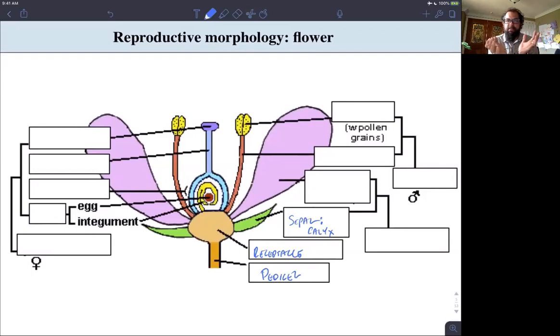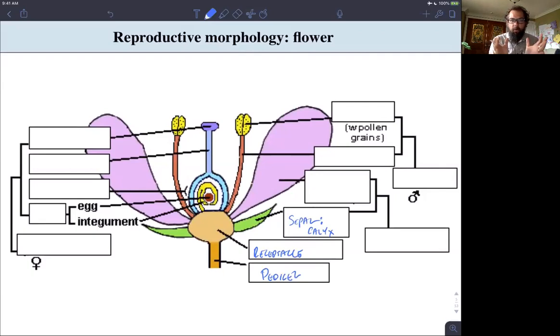Now, I will say that these sepals are not always green. Sometimes the sepals are showy, and in that case, the function is to attract pollinators. So sepals don't always have to be green. They most often are, but sometimes we'll have petals that are absent, and the sepals themselves are the showy parts of the flower. But in general, the calyx, or all the sepals together, are not showy and are typically green.